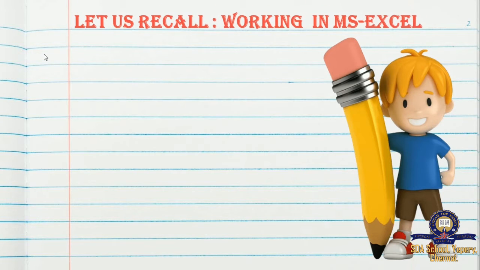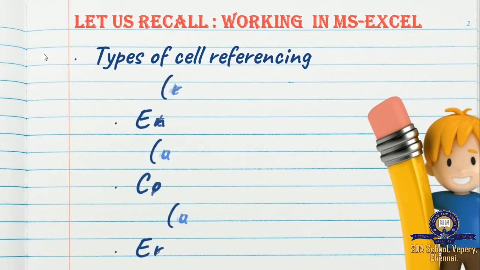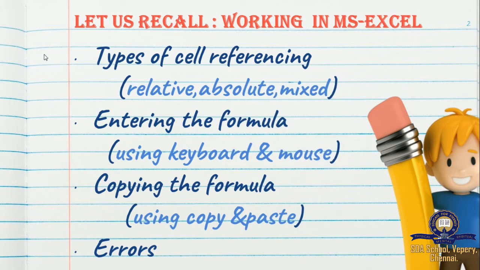Working in MS Excel, a small review. First, types of cell referencing. In that, we discussed relative cell reference, absolute cell reference, and mixed cell reference. Entering the formula: how to enter the formula using two ways, using keyboard and mouse. Using keyboard, you will type the formula and execute it. Using mouse, you will drag the columns or rows up to the cell level you want.